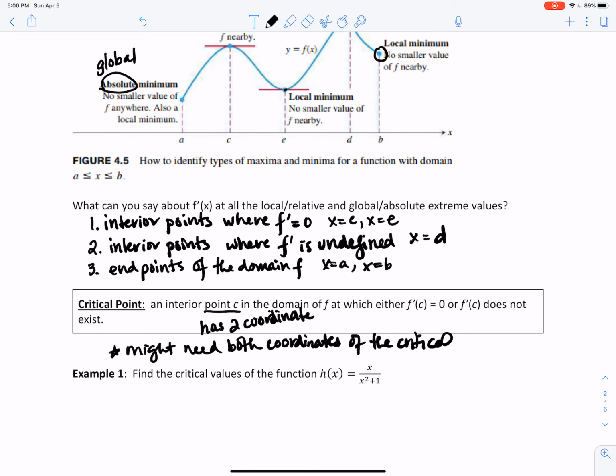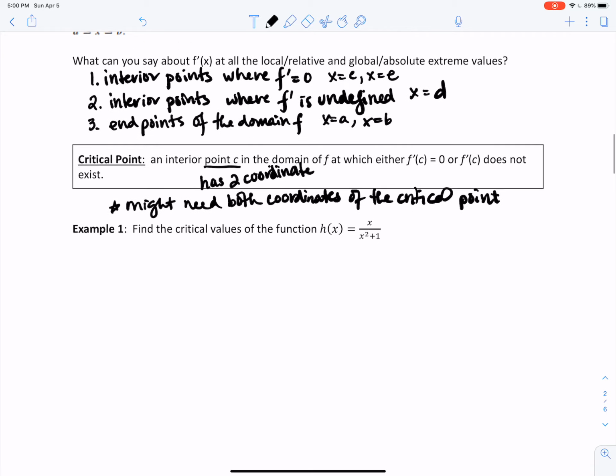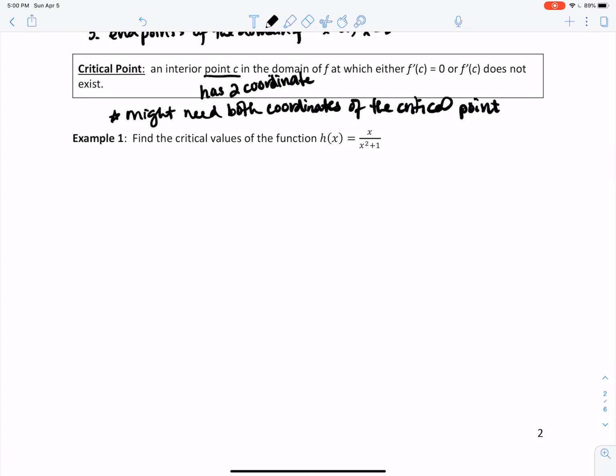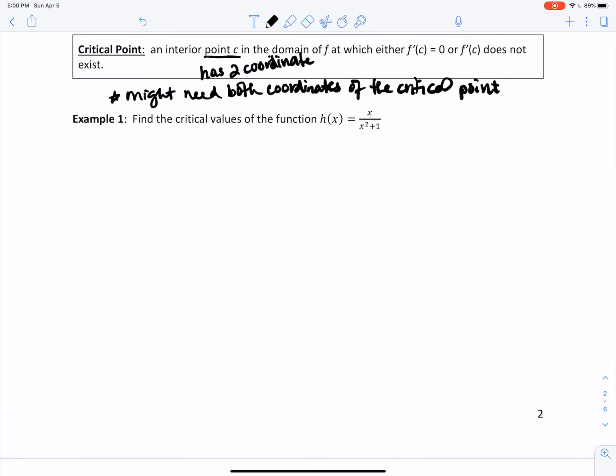So let's look at an example. The first example, we want to find the critical values of the function h(x), where h(x) equals x divided by x squared plus 1.